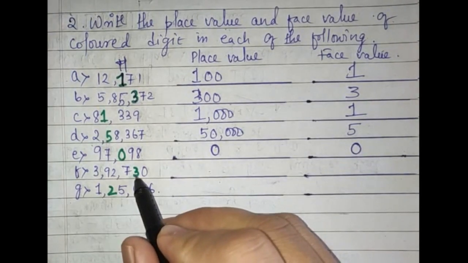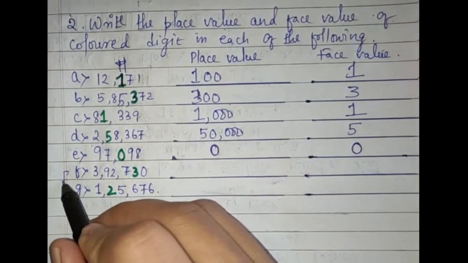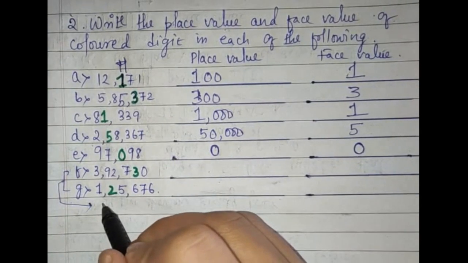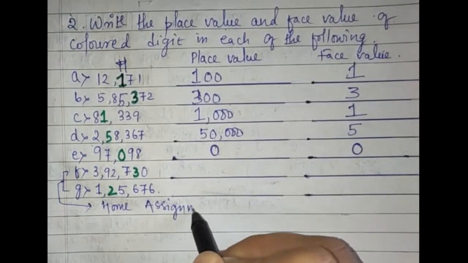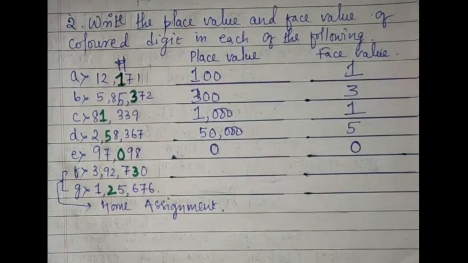Similarly, in numbers F and G, you are going to do it yourself. Okay, this will be a home assignment. All right, so it is easy, right?